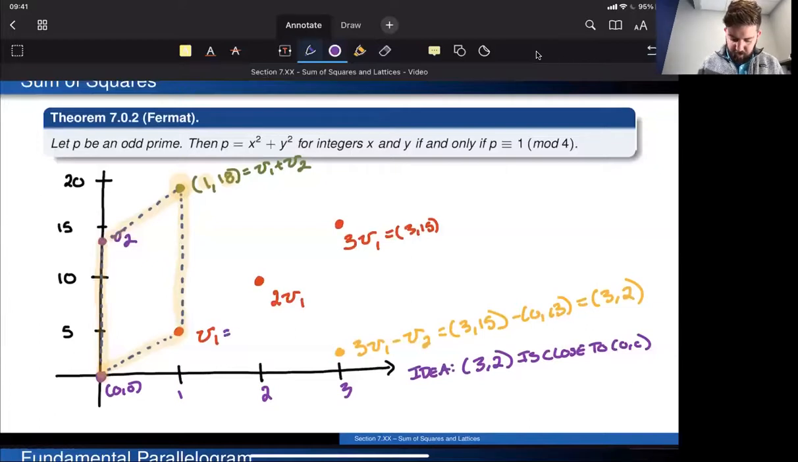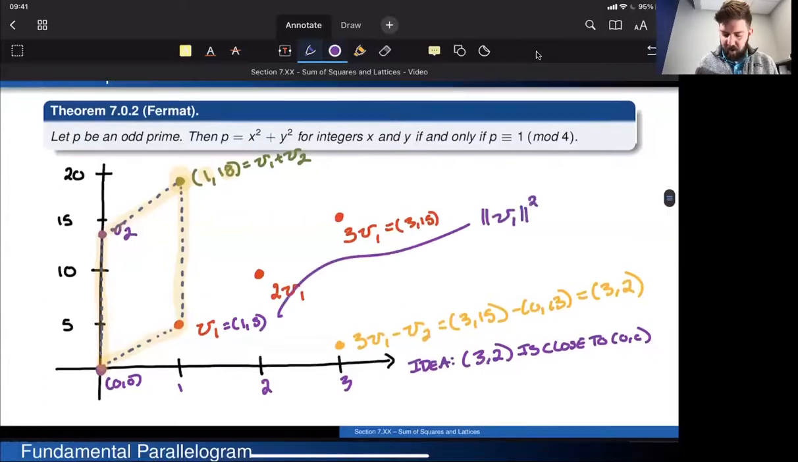So v1, you could think about as being pretty close to the origin right off the bat. The distance from the origin to that thing, though, is about 5. So if I were to compute the length of vector v1, let's just do the actual length. So it'd be the square root of the components squared. So 1 squared plus 5 squared, which is the square root of 26, which is about 5, which is kind of big. It's not super duper small.